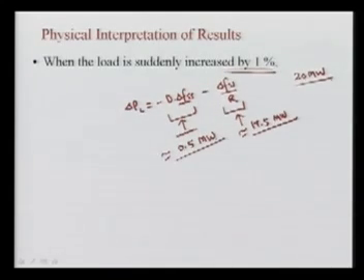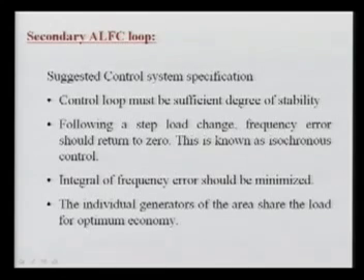So now what we have to do is go for the secondary area, the automatic load frequency control loops, and then we require some control system specifications. First, we have to design a control loop that must have a sufficient degree of stability. Also, following a step load change, the frequency error should return to 0. This is known as isochronous control. So this requirement must be met.